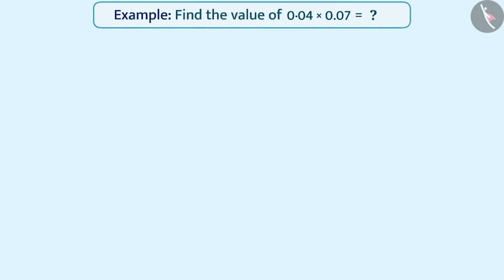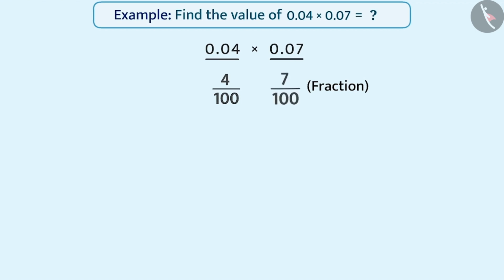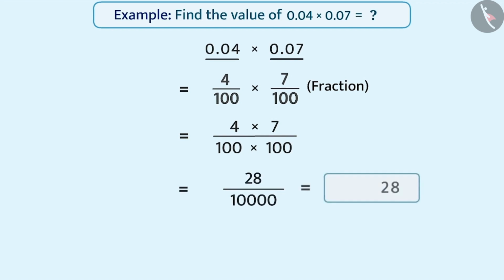Next example, find the value of 0.04 multiplied by 0.07. Let's solve this by converting it into fractions. 0.04 is equal to 4 by 100 and 0.07 is equal to 7 by 100. 0.04 multiplied by 0.07 is equal to 4 by 100 multiplied by 7 by 100 is equal to 4 multiplied by 7 by 100 multiplied by 100 is equal to 28 by 10,000. Now think, where should we place the decimal point? Think for a while.